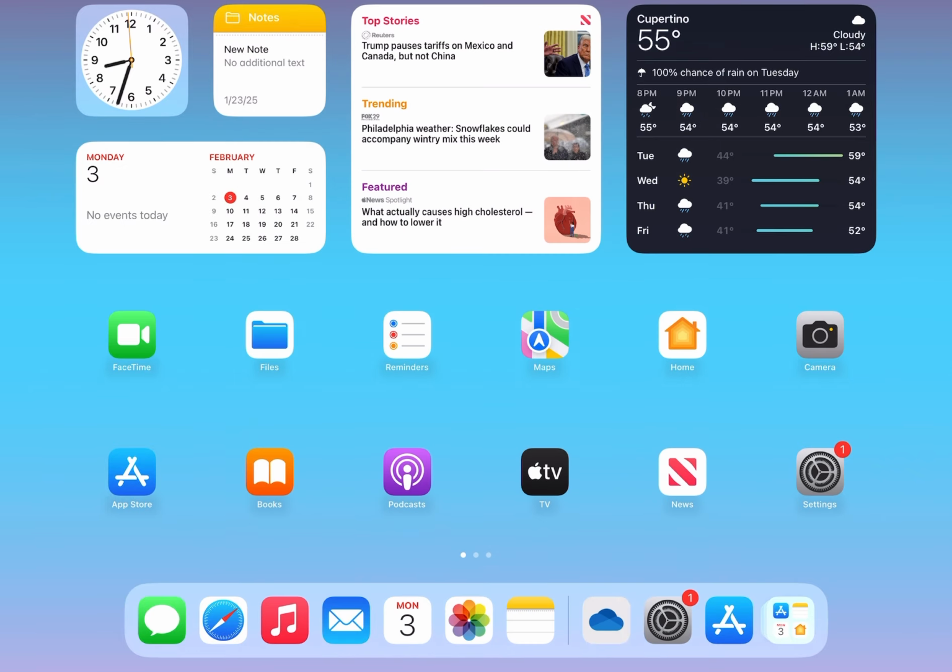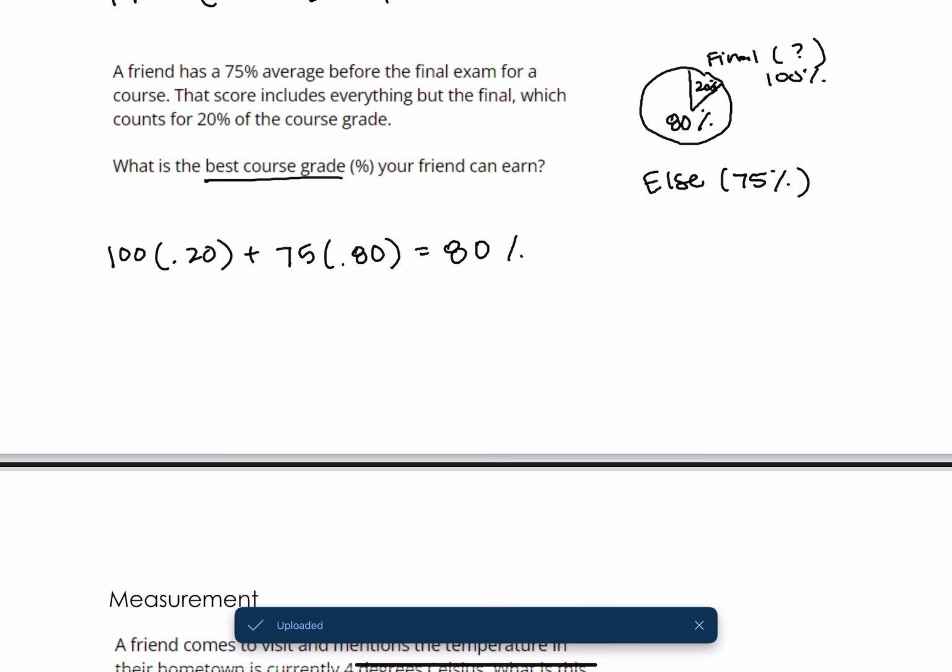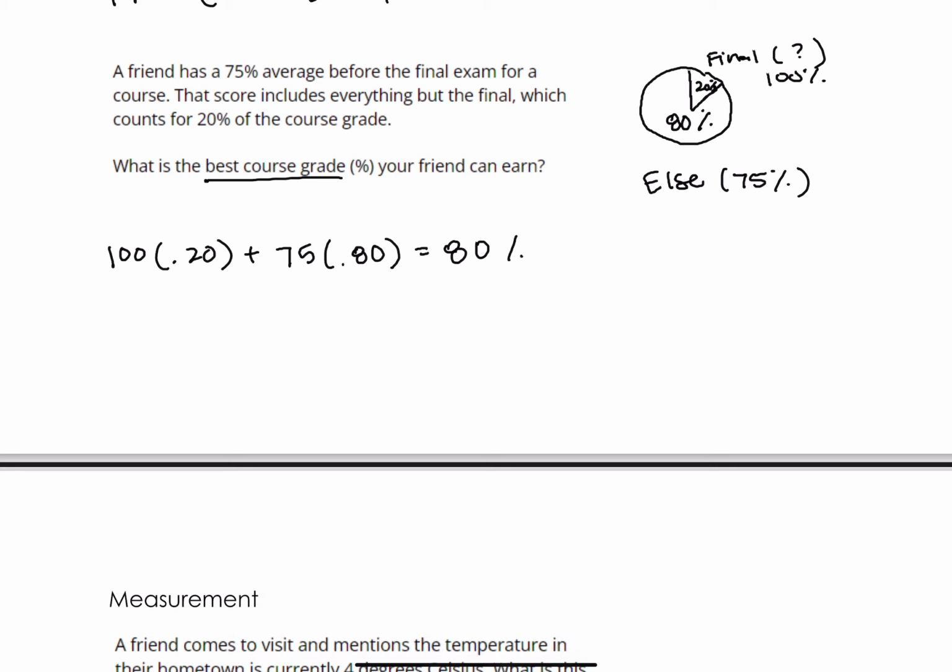Okay, this is a new iPad, so I didn't think I had Desmos downloaded yet, but that's what I like to use when I'm screen sharing or recording my screen so that you can see what I'm typing in. But that's okay, I'll do it for next time. Okay, so the best grade is an 80%.